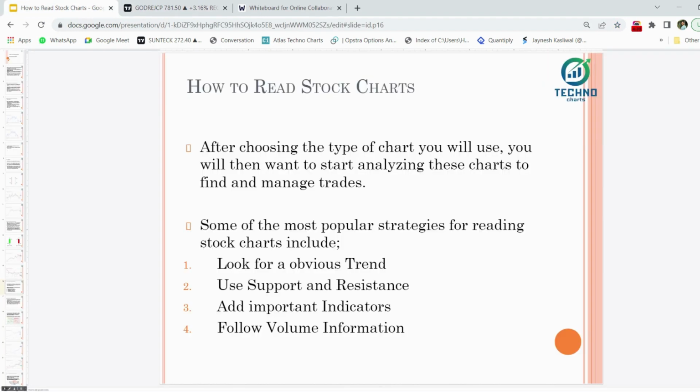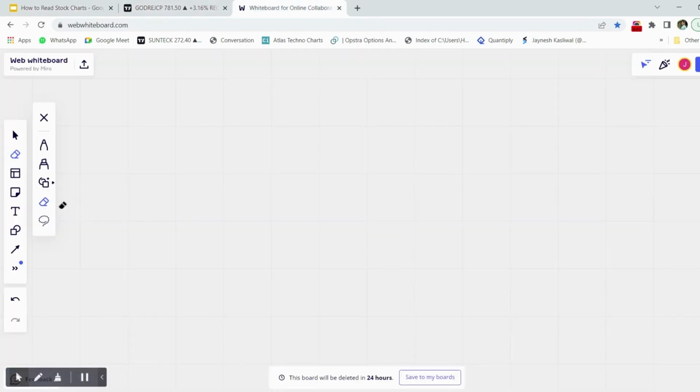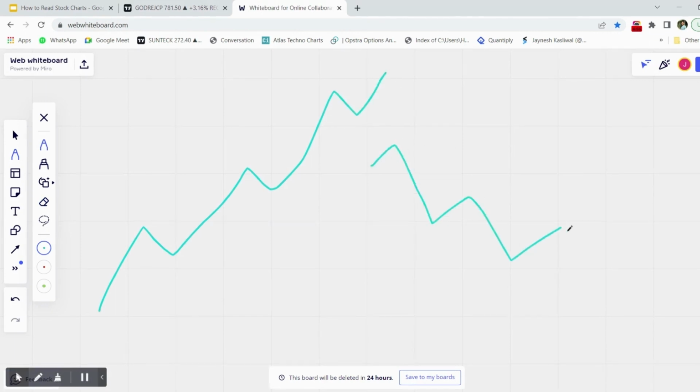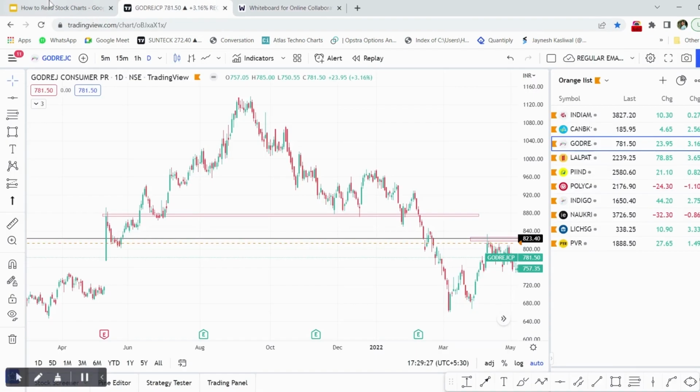Now, how to read the stock charts. Basically, once we have decided whether we want to use the line chart, bar chart, or the normal candlestick chart, then we look for the obvious trend of the stock, whether the stock is forming higher high, higher low. If a stock is forming higher high, higher low, then we would look for bullish trades. If a stock is forming lower high, lower low, then we would be looking for bearish trades, right?